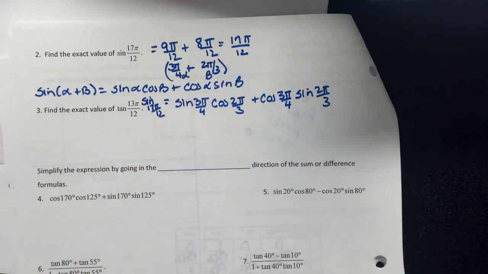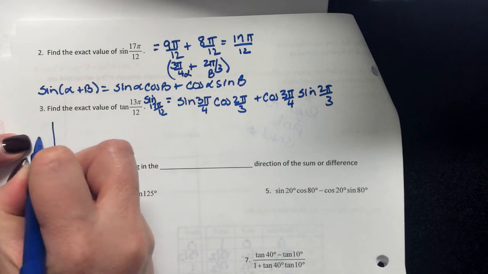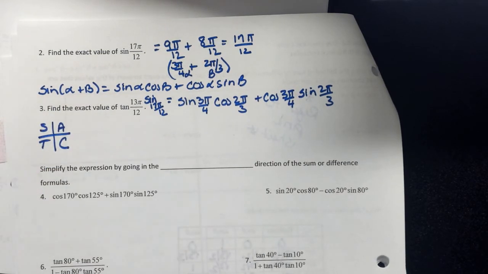And clearly 17 pi over 12 is not on the unit circle. So this is what we use these sum and difference formulas for. So what's the sine of 3 pi over 4? Now watch your signs, because you're no longer in quadrant 1. Some of these angles are in quadrant 2. Remember, don't forget, you're all students take calculus. These negative signs can eat you alive.